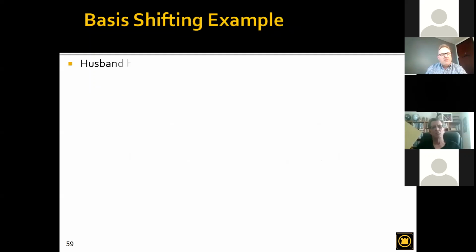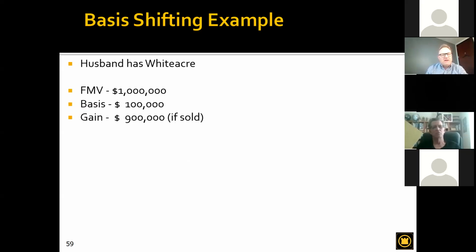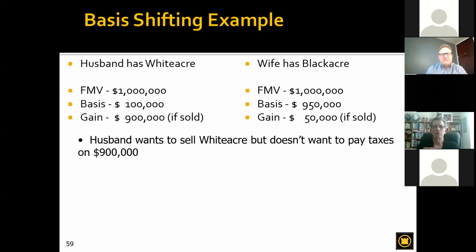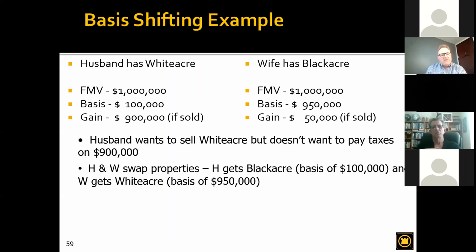Now, in this example, the husband owns Whiteacre. It's worth $1 million and has a basis of $100,000. So if they sell it, the gain would be $900,000. Now, the wife has Blackacre. It's also worth $1 million, but she has a basis of $950,000. So if she sells that, she will only recognize $50,000. The husband wants to sell Whiteacre, but he doesn't want to pay taxes on the 900 grand. So what he does is tell his wife, hey, let's swap properties, because your basis transfers, right?